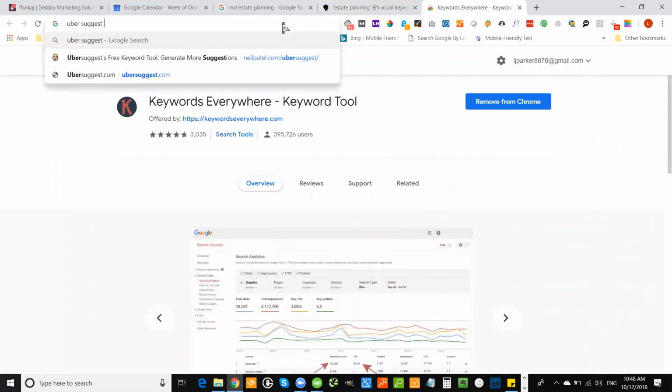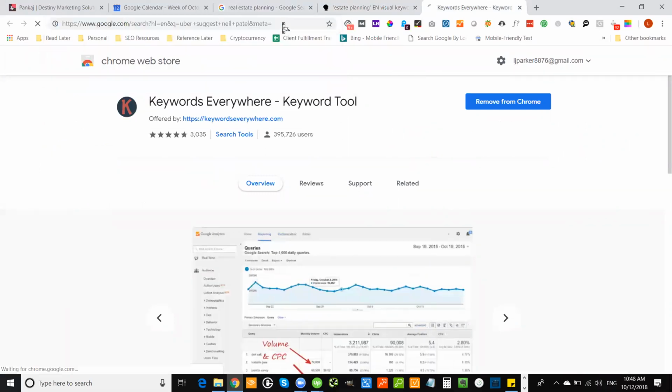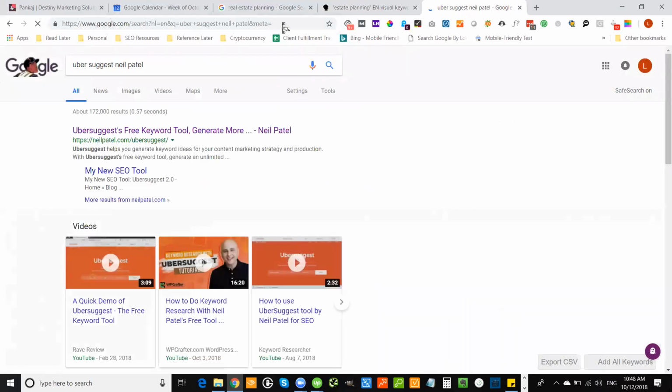The next tool I'm going to go over is called Ubersuggest. This is actually a tool from Neil Patel.